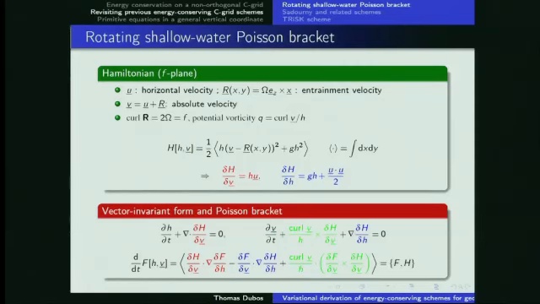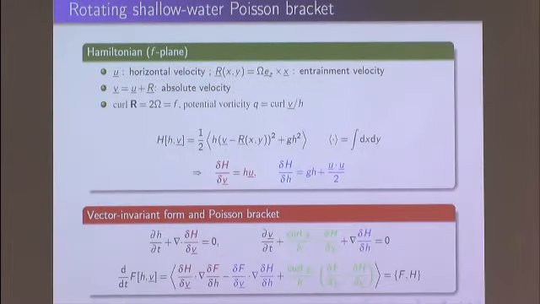So for the shallow water equations, we have a Coriolis force. So for this, we will introduce the entrainment velocity, which is rotation rate cross position, absolute velocity. The curl of entrainment velocity is the Coriolis parameter. So the curl of absolute velocity divided by h is potential vorticity. The energy is like this, so that's kinetic energy times h, and that's potential energy. Here I'm averaging in, say, on the plane, on the f plane.